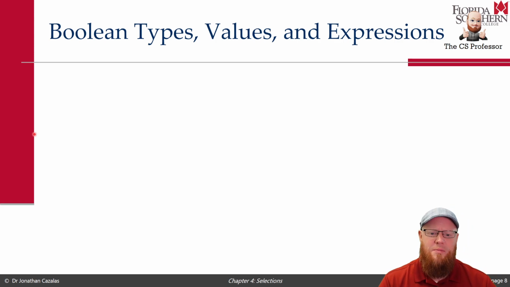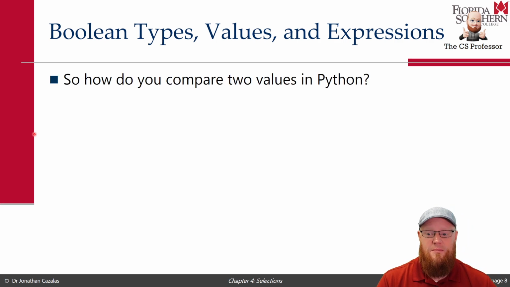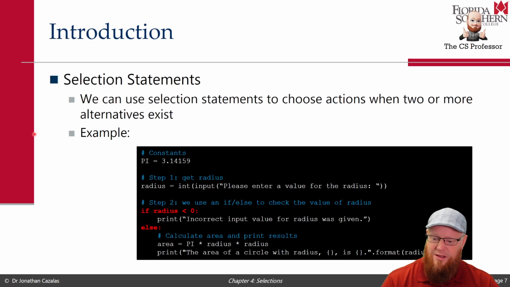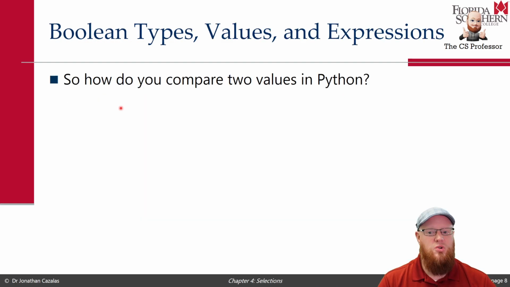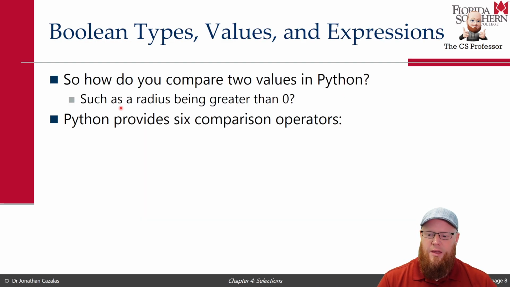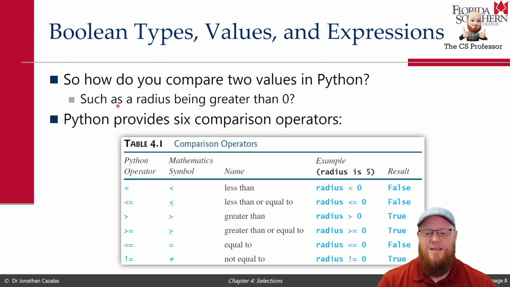A Boolean type, their values, and Boolean expressions that we can write. So how do you compare values in Python? As we just did here, we compared radius to 0. We compared radius, is it less than 0? Or in the code I made, is the radius greater or equal to 0? How do we compare two values in Python? And the answer is Python gives us 6 comparison operators.